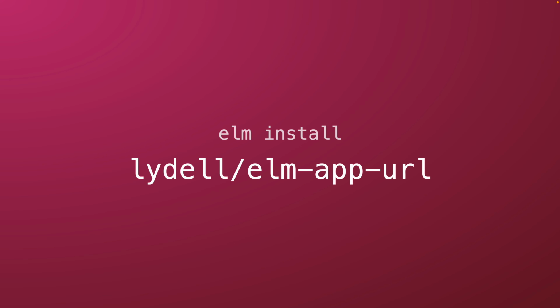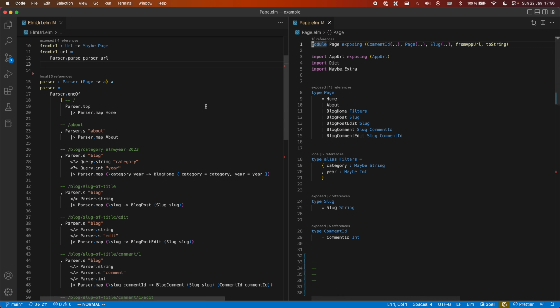elm-app-url is an Elm package that asks the question, does URL parsing really need to be complicated? Let's have a look. This is a fairly typical Elm URL parser for a website with a homepage, an about page, and a blog. There's one thing I don't really like about this, and that's the type annotation.